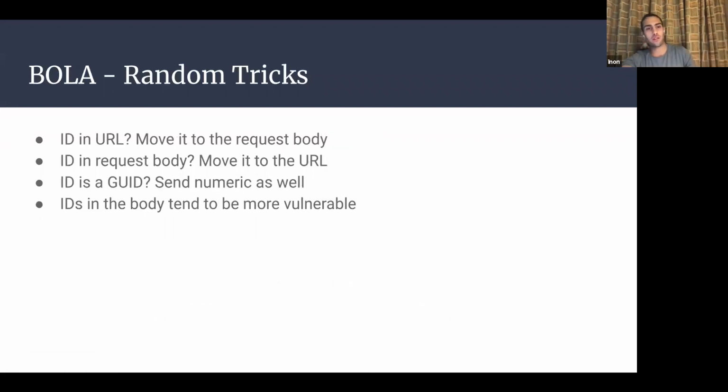A few other random tricks. If you see an ID in the URL, for example, API/photos with the query parameter of ID, you should try to move the ID from the query parameters to the body itself. Sometimes it would help you to bypass the authorization mechanism. And also a good tip that I can give you is that IDs in the body of the HTTP call tend to be more vulnerable than IDs in the query parameter or in the path parameters.